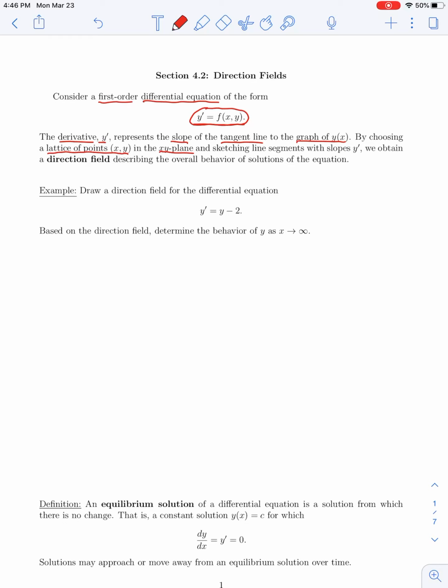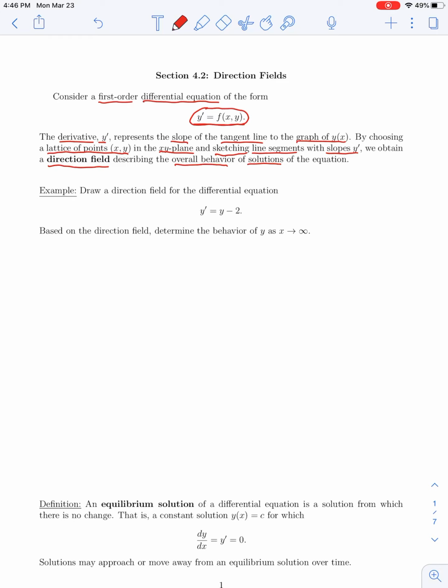So for any point, we can calculate the slope of our tangent line and sketch a line segment that has a slope of y prime passing through the point that we chose. And by doing this for many points, or several points x y, we obtain something called a direction field, which will describe the overall behavior of our solutions to the given differential equation. So this seems a little abstract when we're discussing it at first.